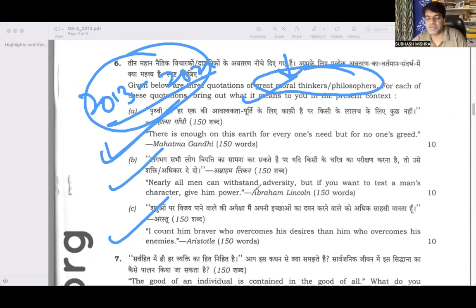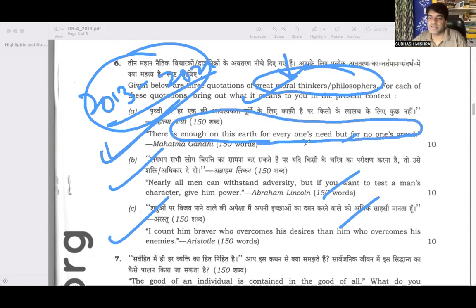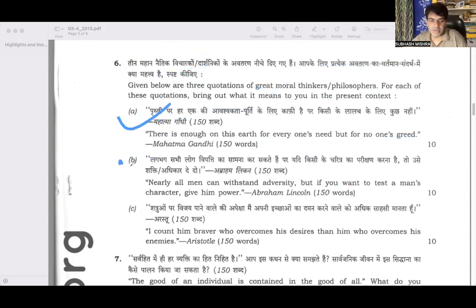Every year they will be asking you three or four, and they will be giving you quotations. Even if they are not asking you the meaning of it, they will be giving you a quotation. "There is enough on this earth for everyone's need, but not for everyone's greed." They have asked the essay on this also, so they are triggering essays. "Nearly all men can withstand adversity, but if you want to test a man's character, give him power."